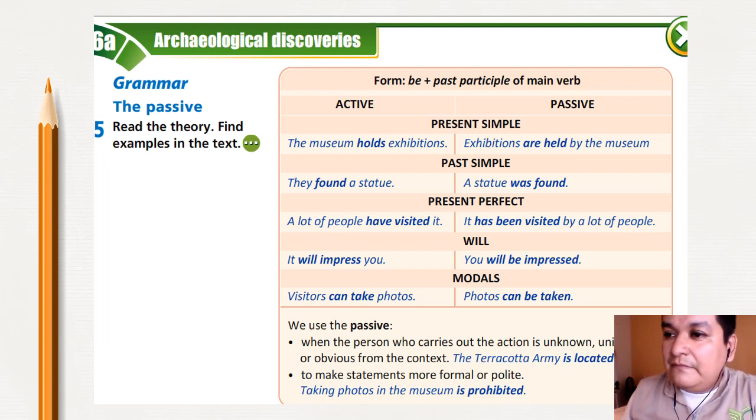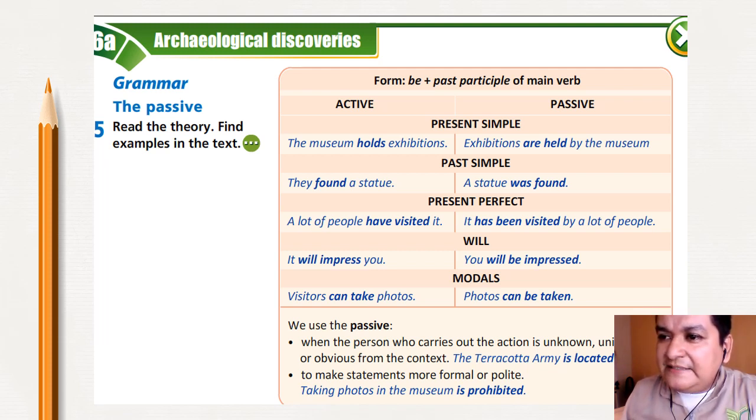Los modales, como por ejemplo can, visitors can take photos. Los visitantes pueden tomar fotos. Y este que es objeto ahora va a ser sujeto. Y dice, photos can be taken, y si quisiéramos agregarle by, se puede, by visitors. But it's not necessary, pero no es necesario.